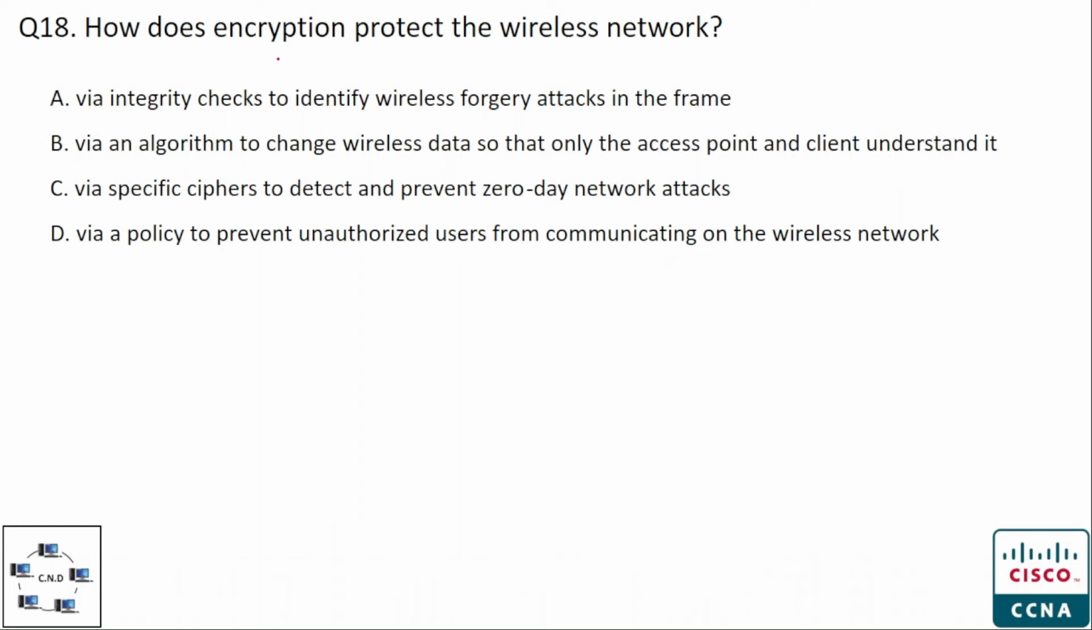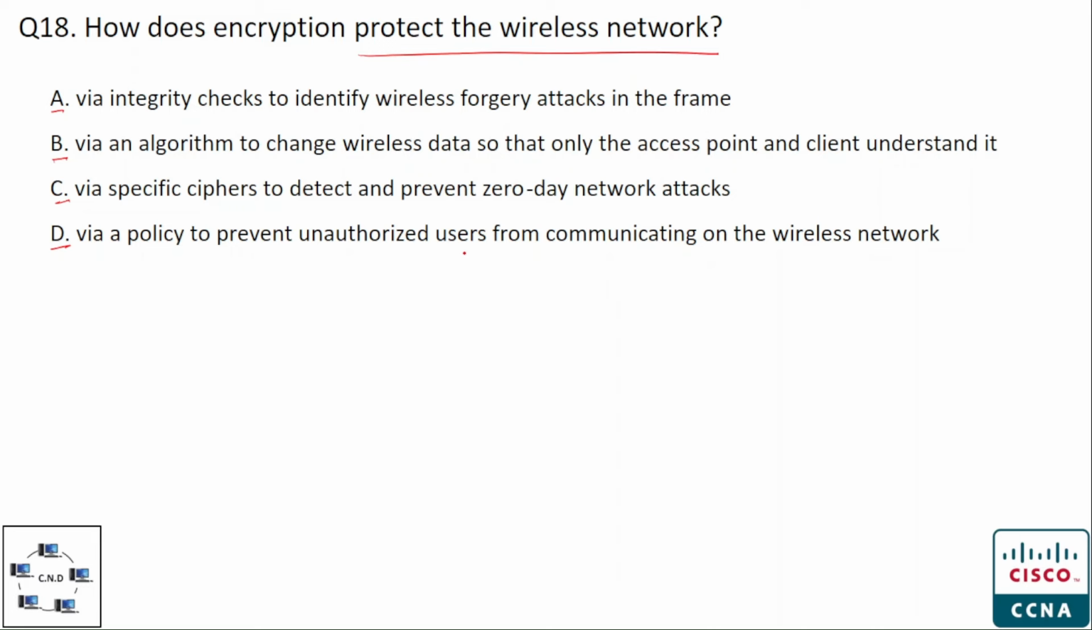Question number 18, how does encryption protect the wireless network? And the options are option A, via integrity checks to identify wireless forgery attacks in the frame. Option B, via an algorithm to change wireless data so that only the access point and client understand it. Option C, via specific ciphers to detect and prevent zero-day network attacks. And option D, via a policy to prevent unauthorized users from communicating on the wireless network.